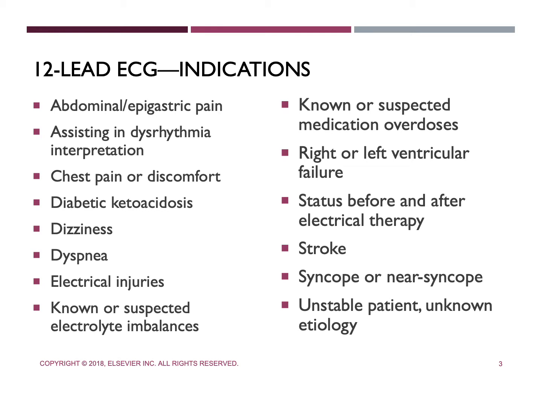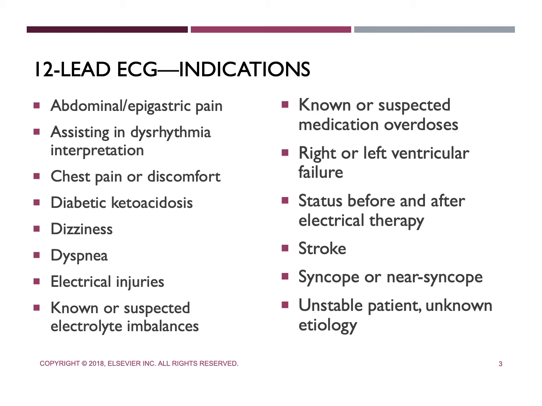On this slide, we'll see a list of many of the things, but it's not limited to this slide. There may be other reasons as well, but these are some of the more common reasons. Things like abdominal or epigastric pain, assisting in any type of dysrhythmia interpretation, chest pain or any discomfort. If they're in DKA, or what we call diabetic ketoacidosis, they're complaining of dizziness, they have dyspnea, any electrical type of injuries, a lot of times that can affect the heart.